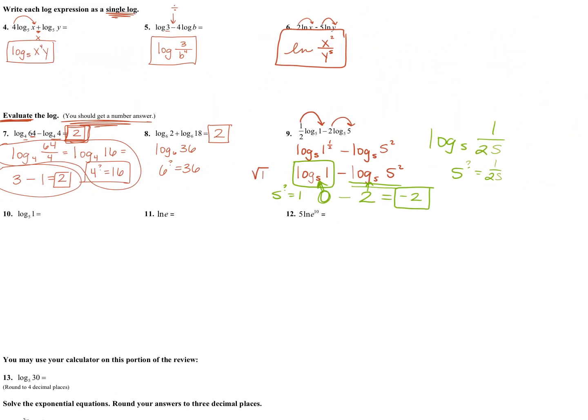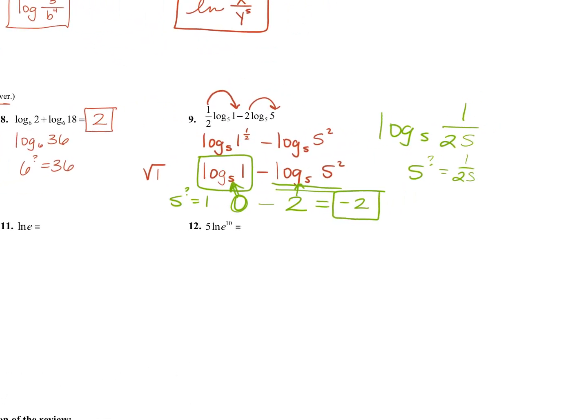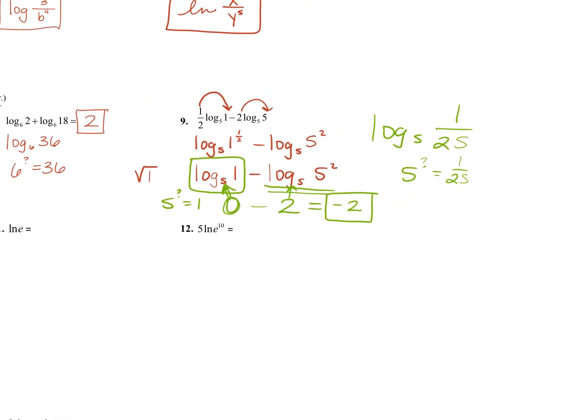Sorry, did you get that? Can I move on? How does log 5 of 1 to the 1/2 go to log 5 of 1? Because 1 to the 1/2 power is the square root of 1, right? And the square root of 1 is 1. So just keep simplifying.